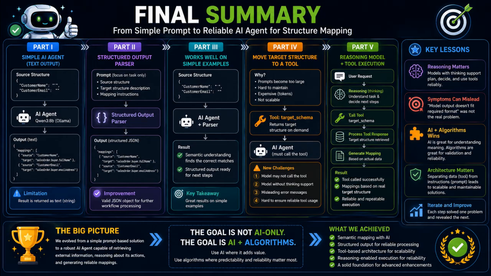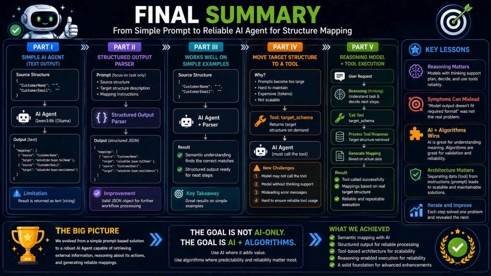Let's summarize what we've learned. We started with the simplest possible solution, a single AI agent receiving source and target structures and generating mappings automatically. For small examples, the results were surprisingly good. The model was able to identify relationships between fields based on semantic meaning rather than exact field names. Next, we improved the solution by introducing a structured output parser. This allowed us to transform the response from plain text into a structured JSON object that could be processed directly by subsequent workflow steps. However, as the solution evolved, we encountered a fundamental scalability problem.